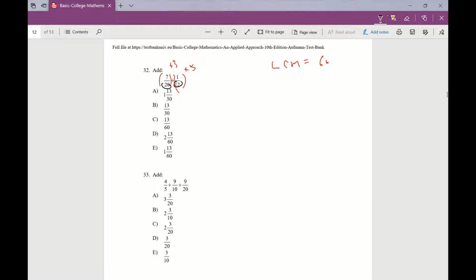Okay, so 7 times 3 is 21 over 20 times 3, which is 60, plus 1 times 5 is 5 over 60. Add them up, you have 26 over 60. And if you reduce it, you will have 13 over 30, which is B. Number 33.